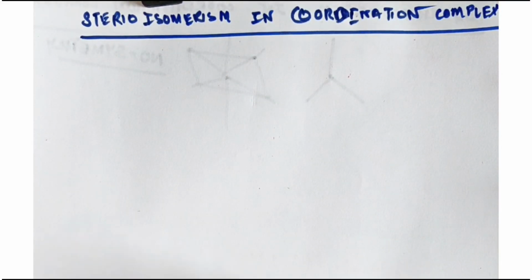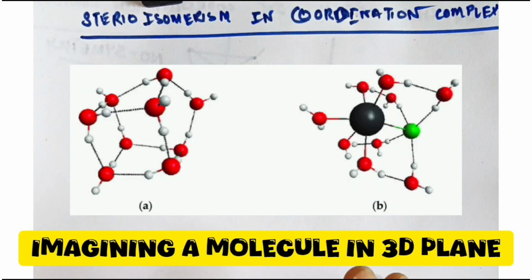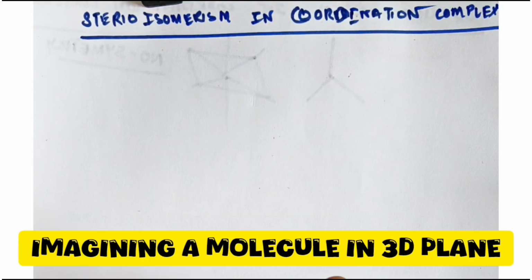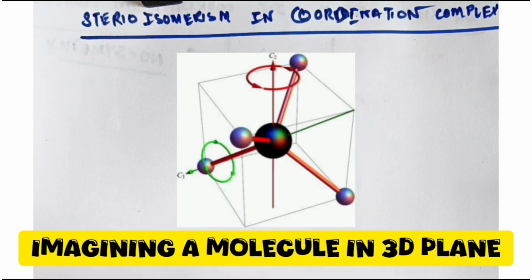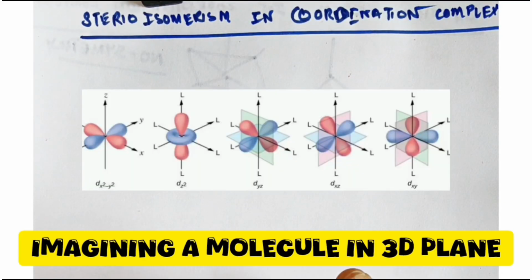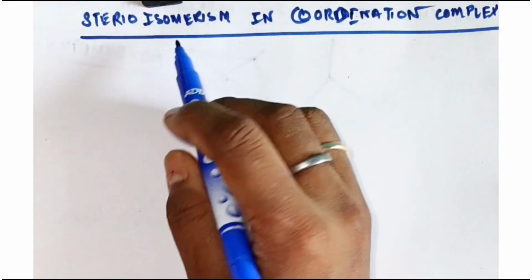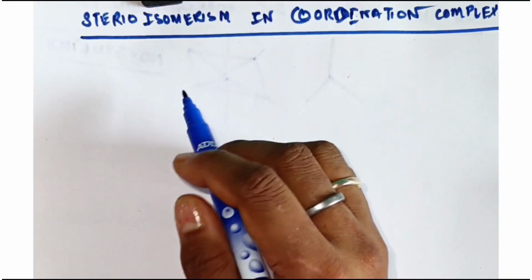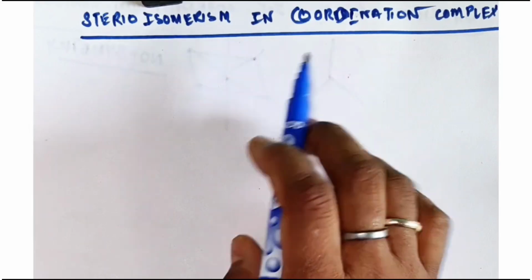See, in coordination complex, stereoisomerism or stereochemistry means when you have a molecule and you are rotating it around an axis. You are imagining a molecule in a 3D plane, and you're rotating it about any axis like x axis, y axis, or z axis. So when you rotate, you get different spatial arrangements. These spatial arrangements are what you can call geometrical isomers. These are two types: geometrical isomers, and the other one is optical isomers.